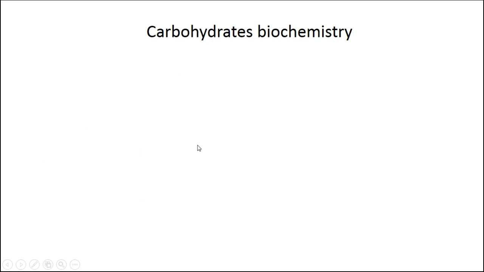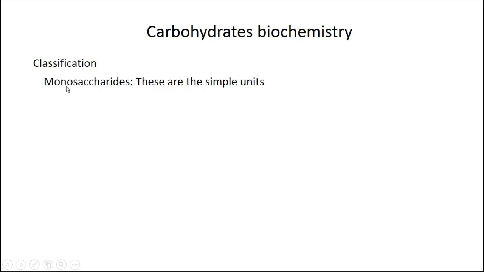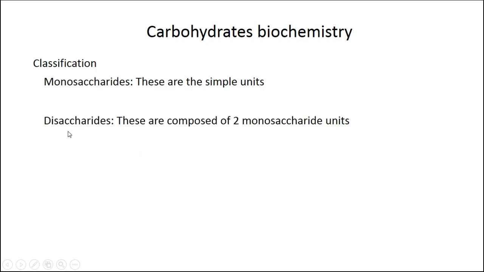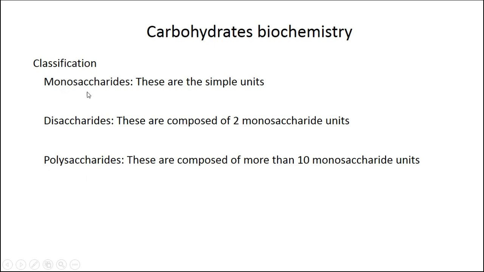The carbohydrates are classified into monosaccharides, disaccharides, and polysaccharides. The monosaccharides are the simplest units of the carbohydrates. The disaccharides, di means two, so they are composed of 2 monosaccharide units. The polysaccharides are composed of more than 10 monosaccharide units. So the monosaccharides are the building blocks of the carbohydrates. Let's start with the monosaccharides.